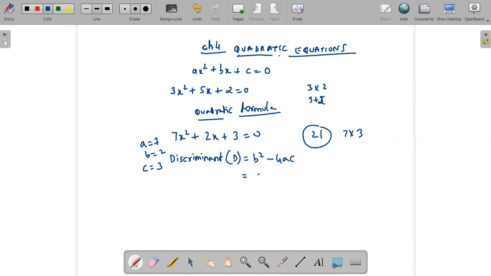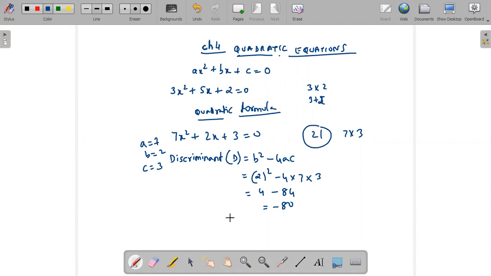D equal to b squared minus 4ac. We get 2 squared minus 4 into 7 into 3. So this is going to be 4 minus 7 into 4, we get 28. 28 into 3, we get 84. And when we subtract this, we are going to get negative 80.